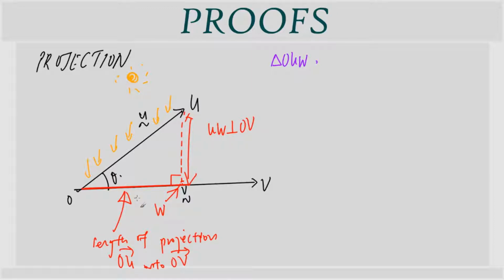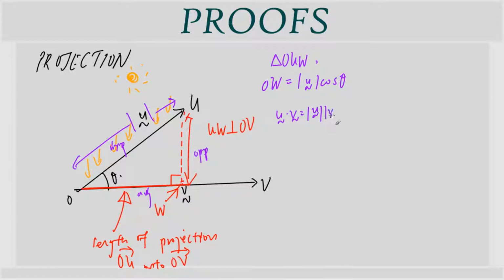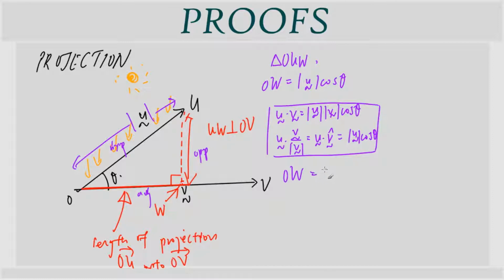where OW is the adjacent, WU is the opposite, and OU is the hypotenuse. We have the length OW, which is the length of projection of OU onto OV, equal to the modulus of U, which is the hypotenuse over here, times cosine theta, right? And bearing in mind that U dot V is equal to the modulus of U times modulus of V times cosine theta, dividing by modulus of V on both sides, we have U dot V over modulus of V, which is also equal to U dot the unit vector of V. Right, it's equal to the modulus of U times cosine theta. So bearing this in mind, we have OW is equal to the scalar product of U and the unit vector of V.